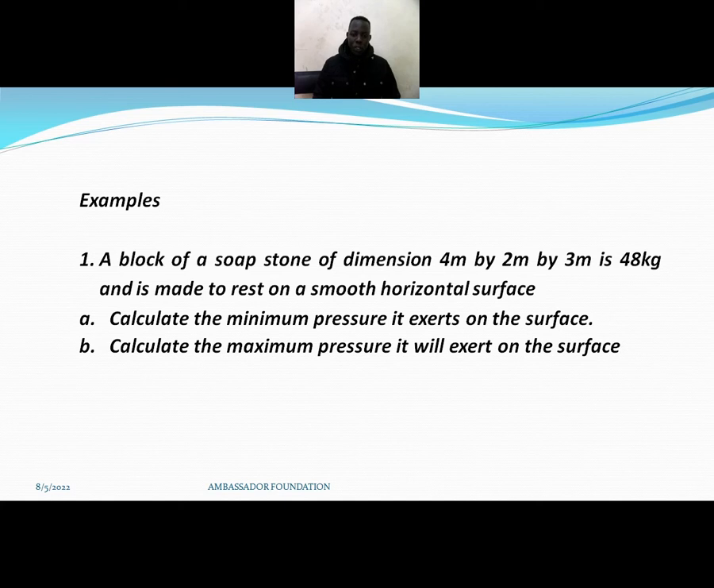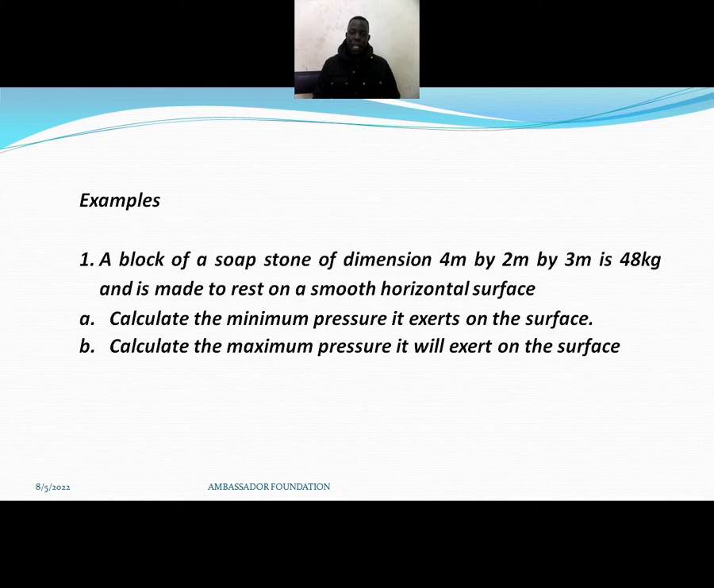Because we are looking for the minimum pressure, we are going for the maximum area, which is 4 by 3. So 4 by 3 will give us 12 meters square. And the force we have said is 480. So our minimum pressure will be 480 divided by 12. You will get it.